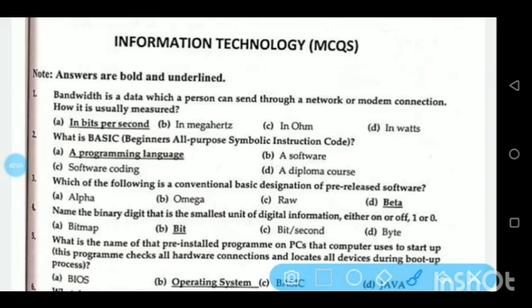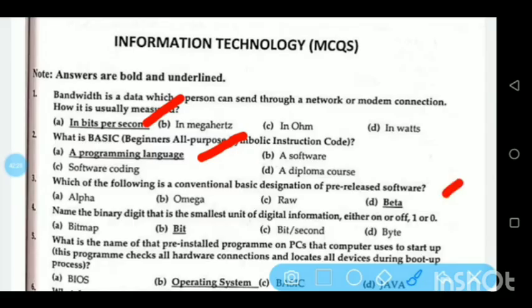Bandwidth is a data which a person can send through a network or modem connection. How is it usually measured? In bits per second. What is BASIC? Beginner's all-purpose symbolic instruction code, a programming language.